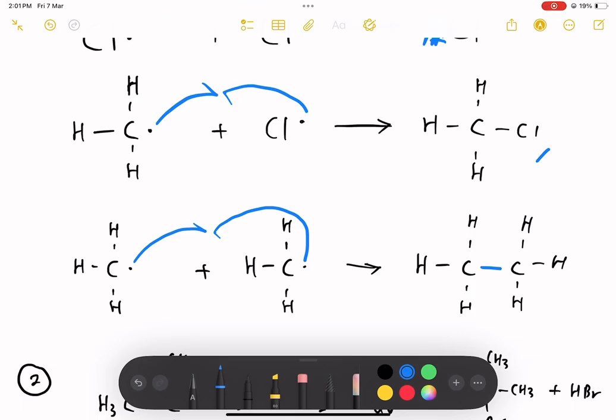One more thing, you must always remember that the half-headed arrows must be in opposite directions, meaning that this one and this one are not accepted because the directions are going the same way. It is not accepted, but when the directions are opposite, it is accepted. It's just like when you are shaking hands: it must be two different hands with two different directions in order for you to shake hands.